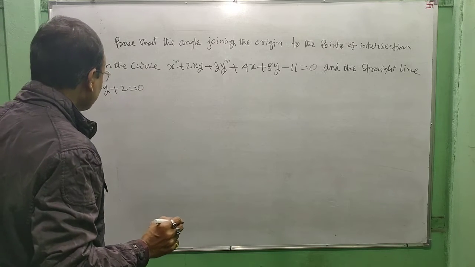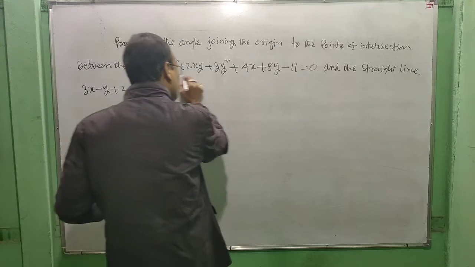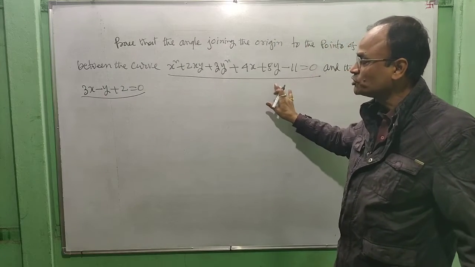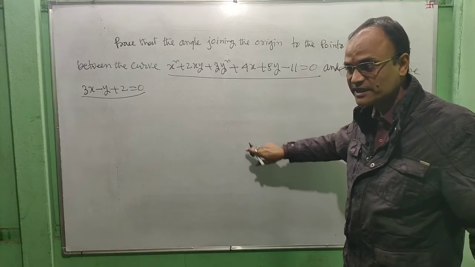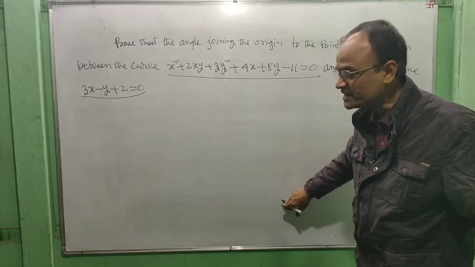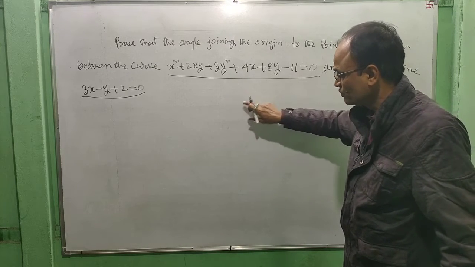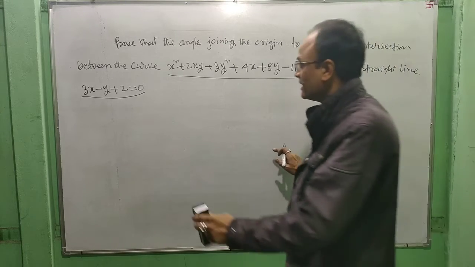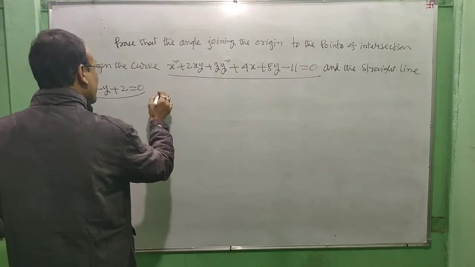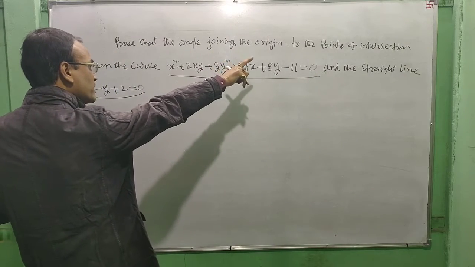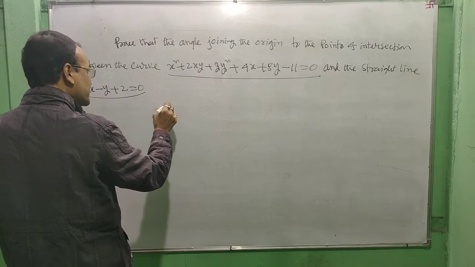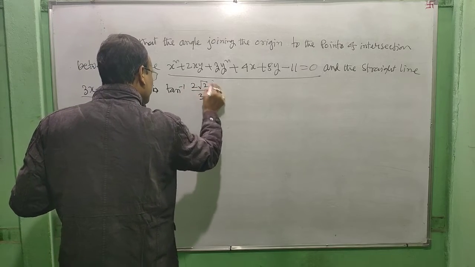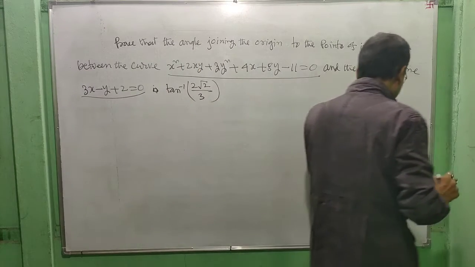Thrice x minus y plus 2 equal to 0, straight line. The given curve is this and the given straight line is this. There will be 2 points of intersection. We join these 2 points of intersection to the origin. Then prove that the angle between these 2 straight lines joining the origin to the points of intersection between the curve and the straight line is tan inverse 2 root 2 divided by 3.